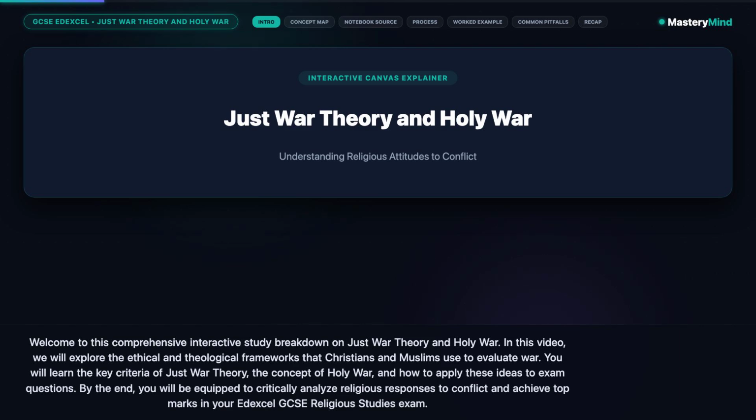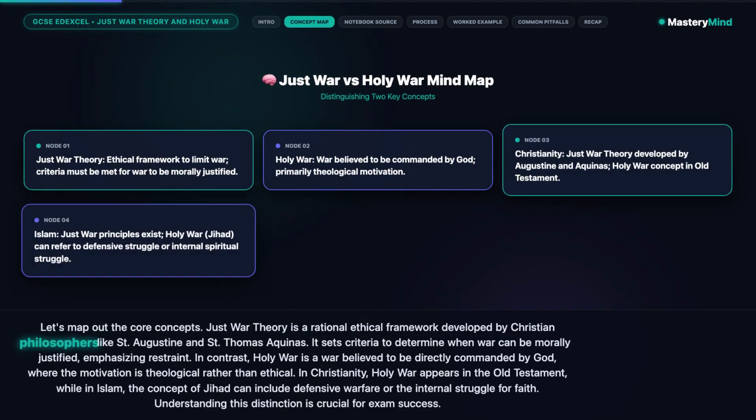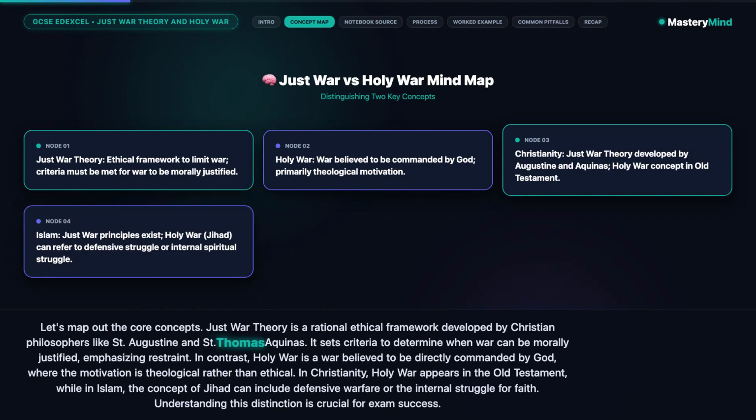Let's map out the core concepts. Just war theory is a rational ethical framework developed by Christian philosophers like St. Augustine and St. Thomas Aquinas. It sets criteria to determine when war can be morally justified, emphasizing restraint. In contrast, holy war is a war believed to be directly commanded by God, where the motivation is theological rather than ethical. In Christianity, holy war appears in the Old Testament, while in Islam, the concept of jihad can include defensive warfare or the internal struggle for faith. Understanding this distinction is crucial for exam success.